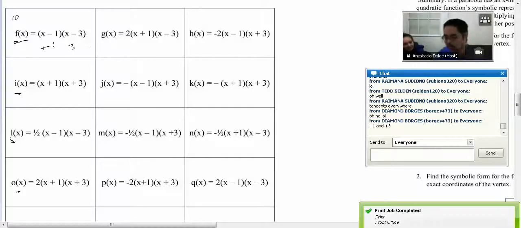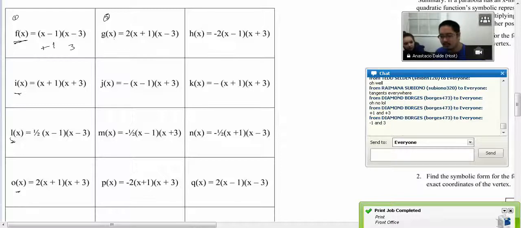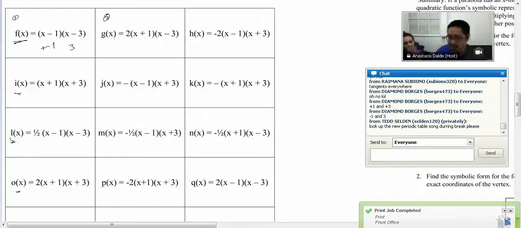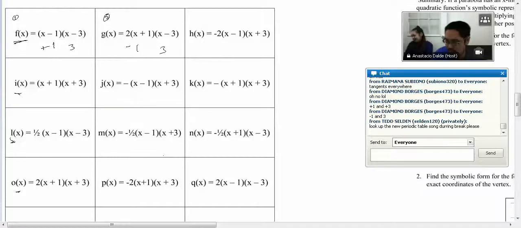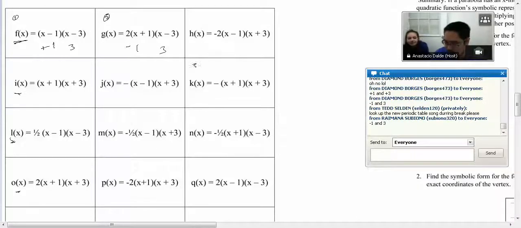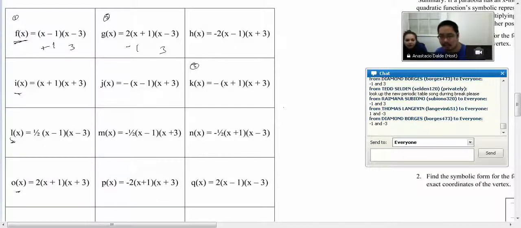Alright, what about here? What about for number 2? Where are those going to cross? Negative 1 and 3. Awesome. Alright. What about this one? X equals negative blah blah blah. Where's that going to cross? Negative 1 and negative 3.